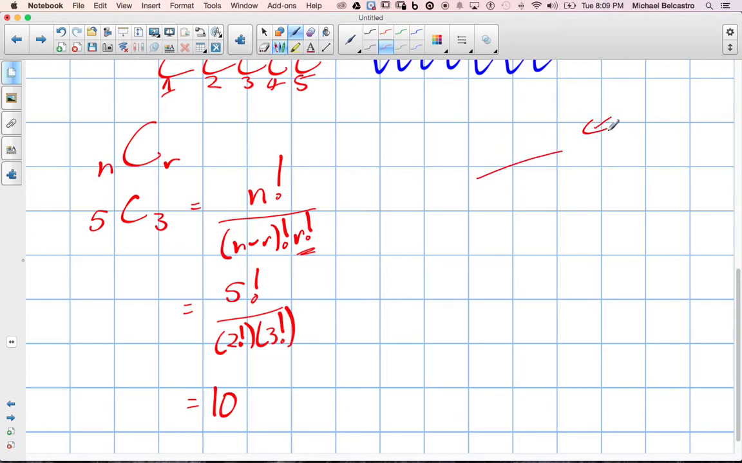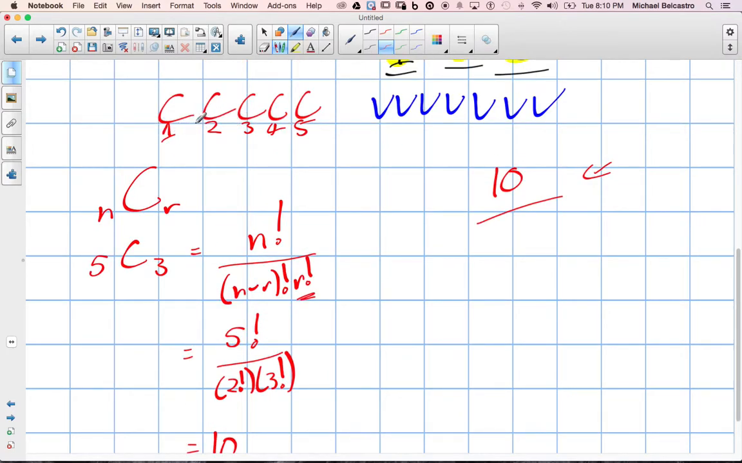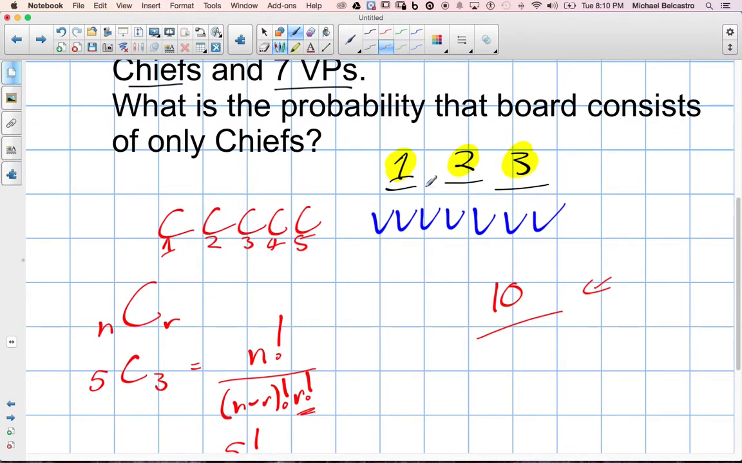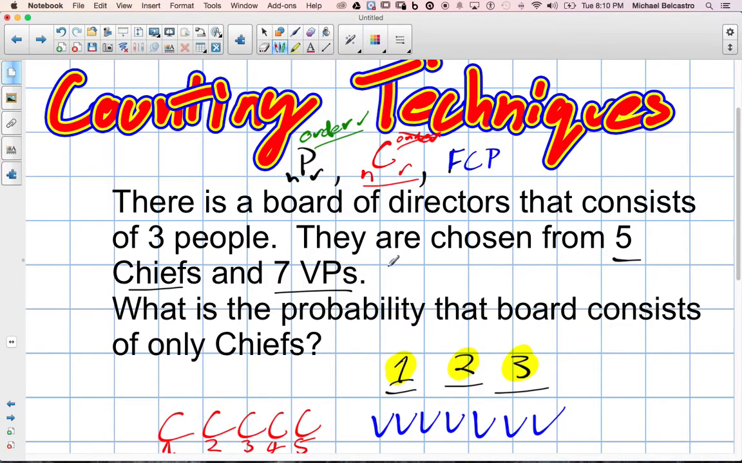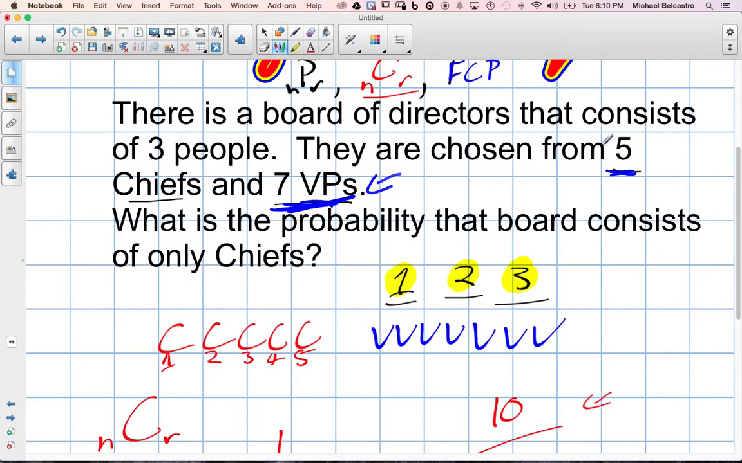That becomes our numerator. We can choose 3 chiefs 10 different ways. I can go 1, 2, 3; 1, 2, 4; 1, 2, 5; 2, 3, 4; 2, 4, 5; and so on. But we have to figure out how many possibilities there are in total. Originally, they're also supposed to be chosen from some VPs too. There are 5 chiefs and 7 VPs, so there's a total of 7 plus 5, 12 people, really up for grabs here.